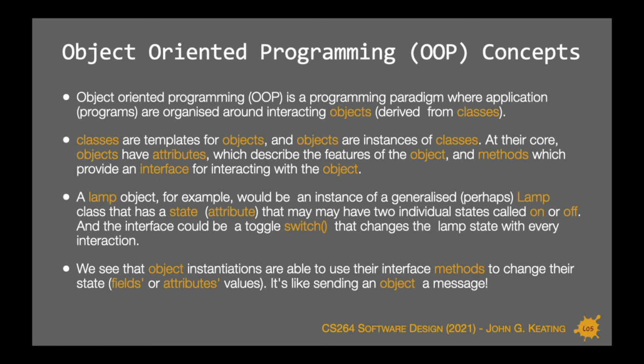Okay. So the other words that we need to know about are like object instantiation. That's the way we create these objects from these templates, and then they're able to use the interface methods to change their state. Sometimes they're called fields. Sometimes they're called attributes. So in other words, it's like sending an object a message. And we often talk about our design of applications as really centralized on message passing. We talk about systems being a collection of objects that communicate with each other via messaging, like humans do. And that's our perspective on the world.